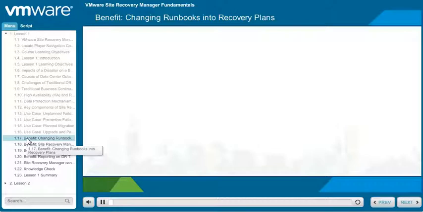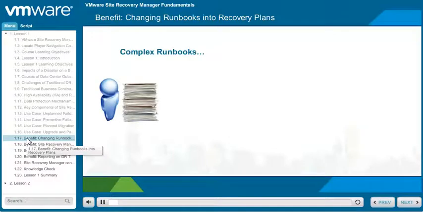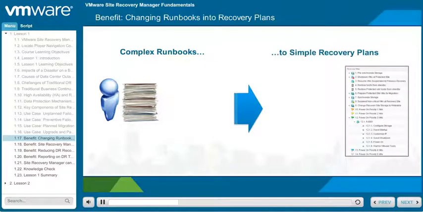Let's switch from use cases to the benefits of using Site Recovery Manager. First, what is a run book? A run book is a detailed step-by-step set of directions on how to bring everything back online, such as operating systems, applications, and data, and in what order they need to be restarted. The benefit of using Site Recovery Manager is that long, complex run books can be replaced by a simple recovery plan.